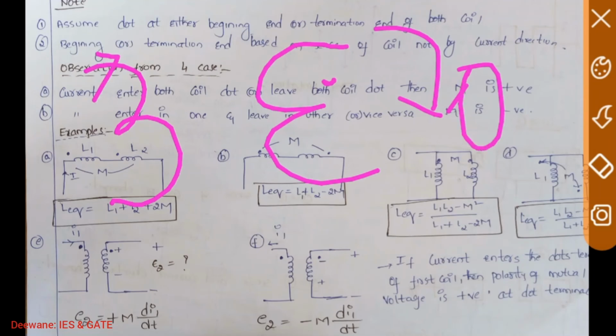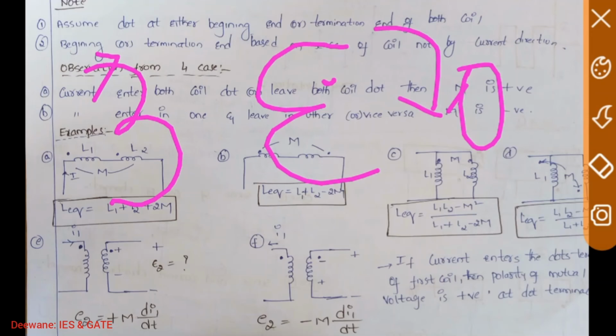Primary is consuming power for production of flux. Secondary, by producing EMF, is giving power to the load. So secondary acts as a source, primary acts as a sink. Very important, this concept. If you remember it simply like this, you will never go wrong in the GATE exam.